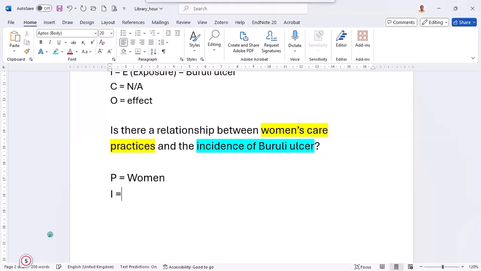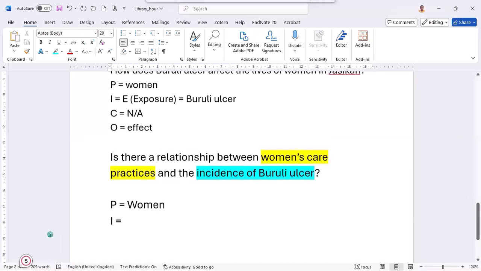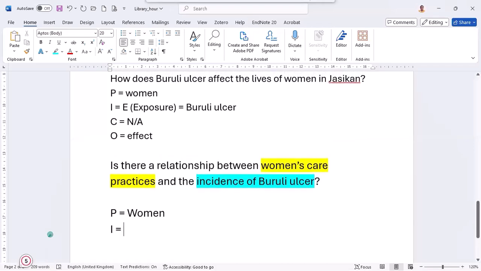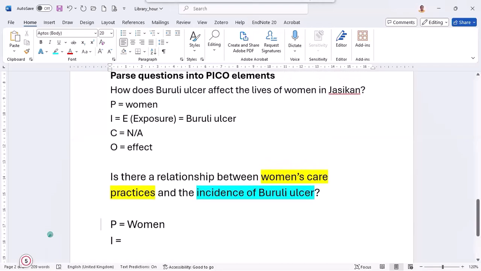Our I is the Buruli ulcer. What does I mean in PICO? The exposure. So the exposure is the condition. Are you sure? No, I is the intervention. Watch closely. I think the I can change to E. Okay, but you should watch in the context of the question, please. Don't worry, I'll write for you, then we analyze it.